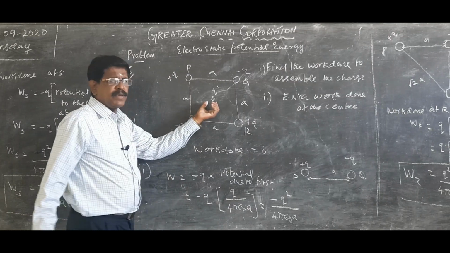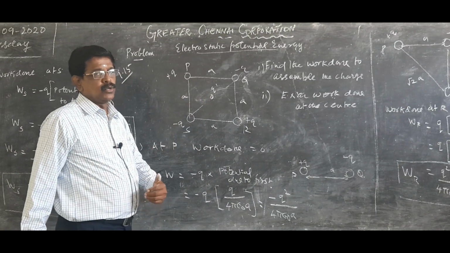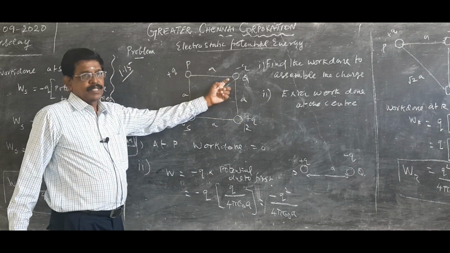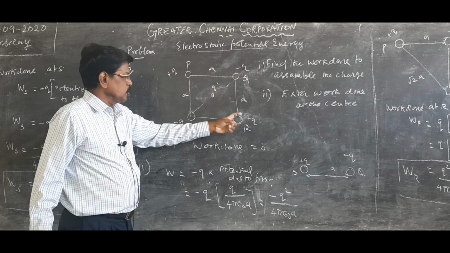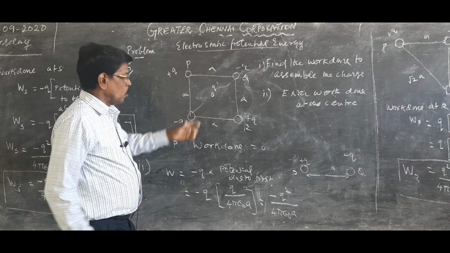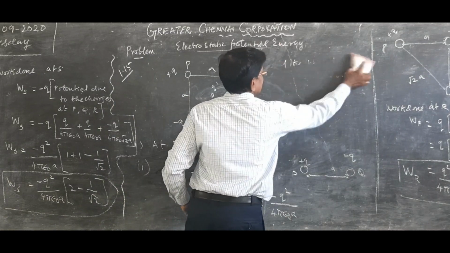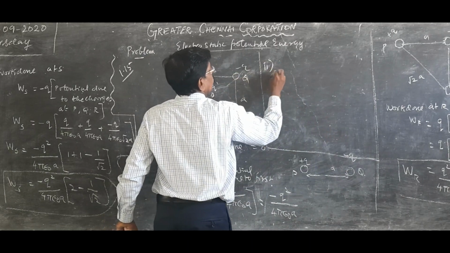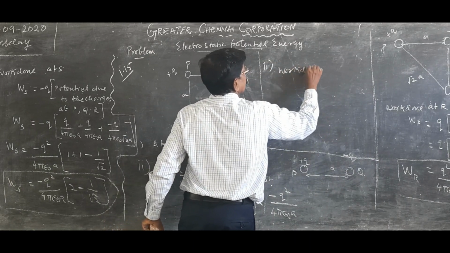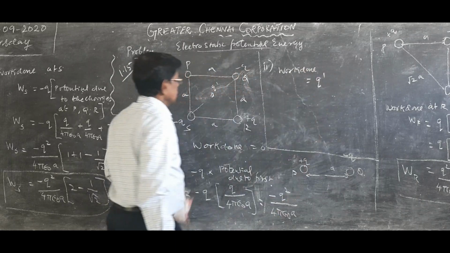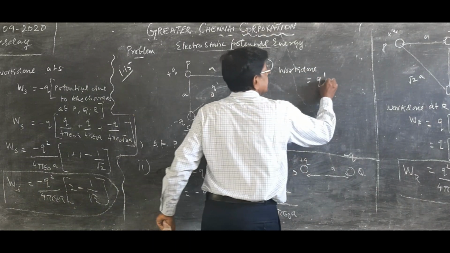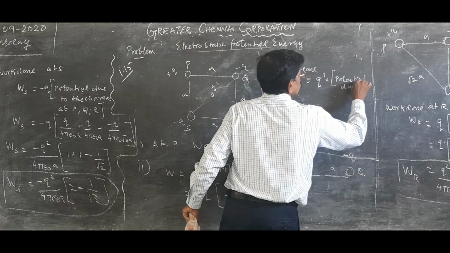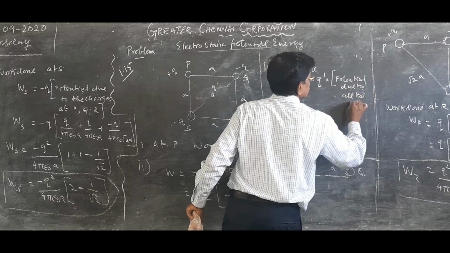Say again, what is the formula for work done? The charge into potential due to all the 4 charges. Say this is plus Q, this is minus Q, this is plus Q, minus Q. So work done, for the second case, is the charge which is placed at the center times the potential due to all the charges.